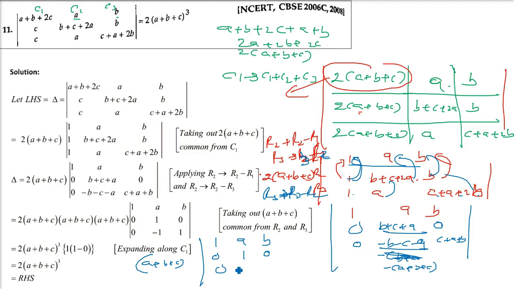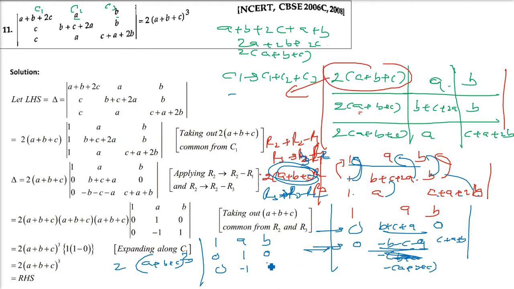So when you take A plus B plus C out from the third row, A plus B plus C will also come again. So A plus B plus C is coming thrice. First 2 into A plus B plus C, then you have A plus B plus C from the second row and from the third row, A plus B plus C. So you have A plus B plus C cube. So what is left inside?